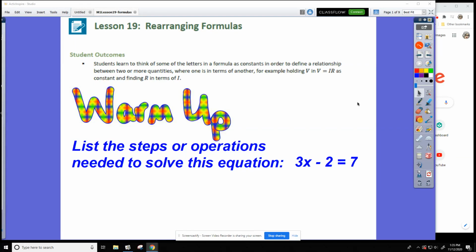Hi, today I'm going to go over rearranging formulas. This lesson 19 is from our old module, and I want you to write certain things in your notebook. So I don't know if this is selected. Yes.